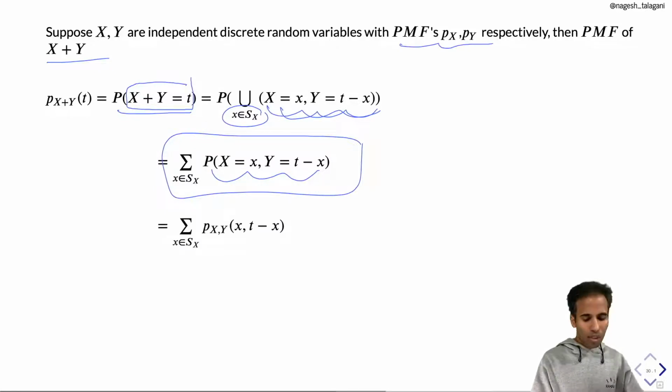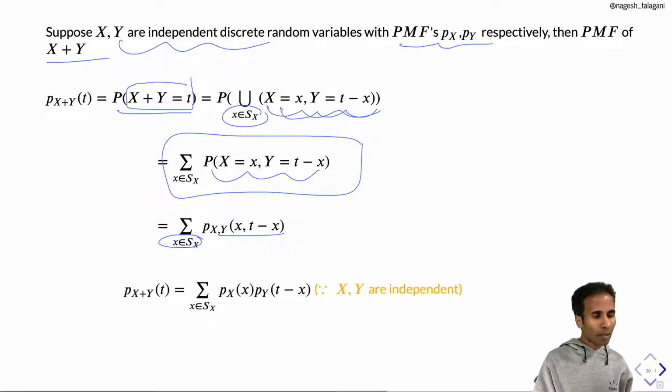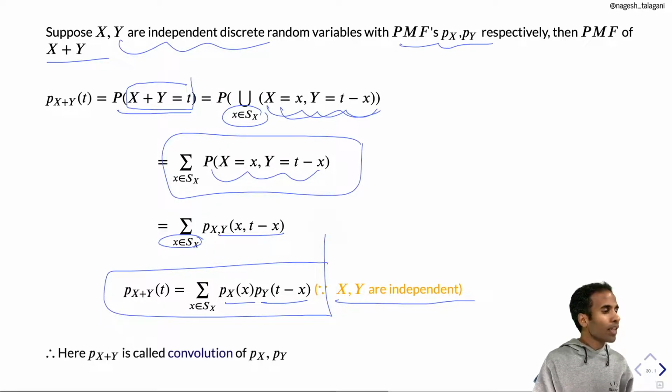So let's write that. This summation we can write as the summation of p_XY of (x, t minus x), where the sum runs over x belonging to the support of X. Now here X and Y are independent random variables, so the joint PMF must be the product of the marginal PMFs. So this p_XY of (x, t minus x) we can write as p_X of x times p_Y of t minus x, since X and Y are independent. Okay, this is the convolution formula for the PMF of X plus Y in terms of the PMF of X and the PMF of Y. Here, this p_{X+Y} is called the convolution of p_X and p_Y.